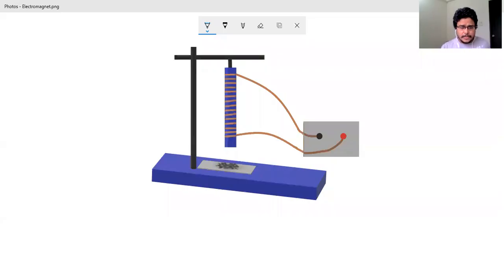Hello guys, today in this video we are going to discuss a simple experiment which can be done at home. So I'm just sharing the sketch of that simple setup. So here is the setup. You can see clearly what we have done here.